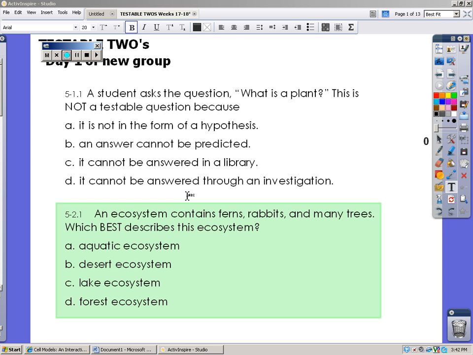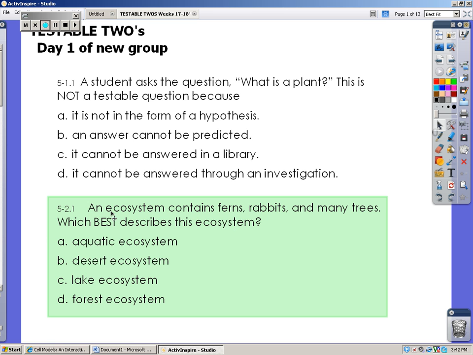Alright guys, we're going to review our Testable Two questions, starting with the first day of our new set of questions, and we have the green question. An ecosystem contains ferns, rabbits, and many trees. Which best describes this ecosystem?